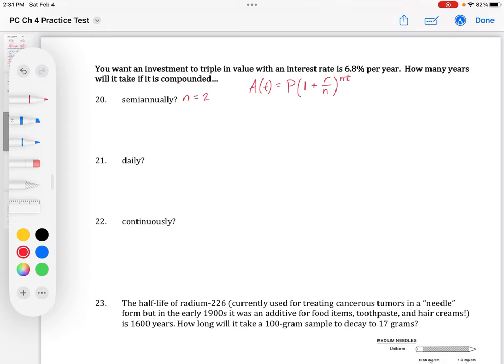Now, if you want an investment to triple, I usually just make it really simple and say that your principal is $1, which I know is kind of silly, but it just makes the math easier. So I have $1 as my principal, and I want to invest that at 6.8%. So everywhere I see r, I'm going to plug in 0.068. And then it's going to be divided by 2 because that's our n value. And then that will be to the power of 2t.